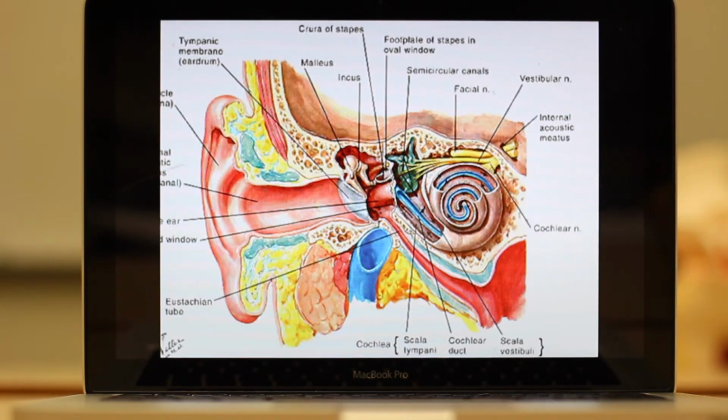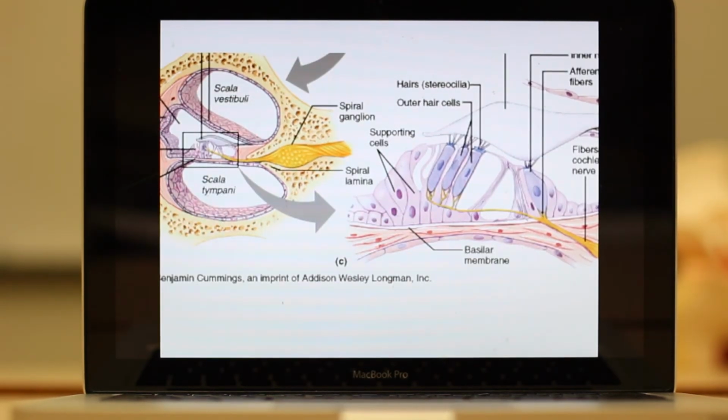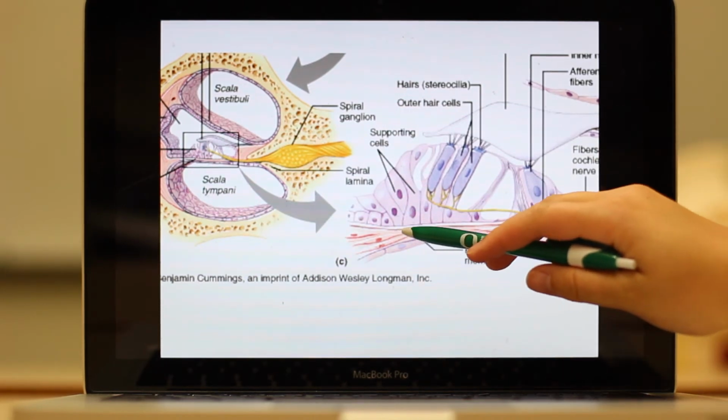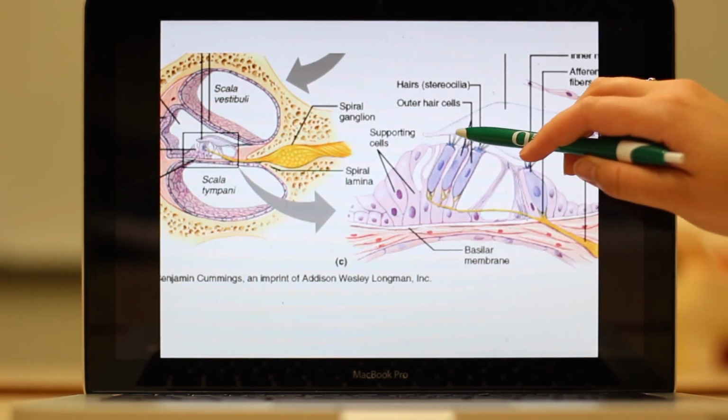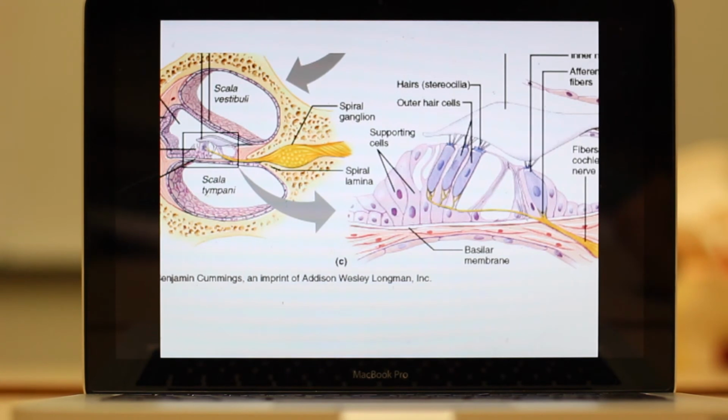Tones of low frequency show their maximum displacement near the apex of the cochlea, while the tones of high frequency show their maximum displacement near the base of the cochlea. When the basilar membrane moves, the cilia from the hair cells are sheared against the tectorial membrane. This then leads to depolarization, or electrical output being sent to the brain, or hyperpolarization, which is when hearing information does not continue to be sent to the brain.